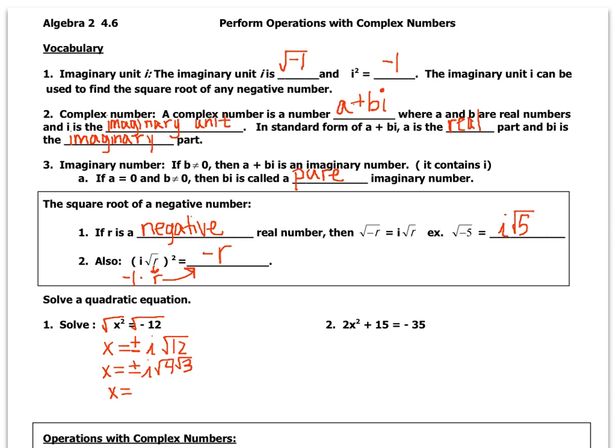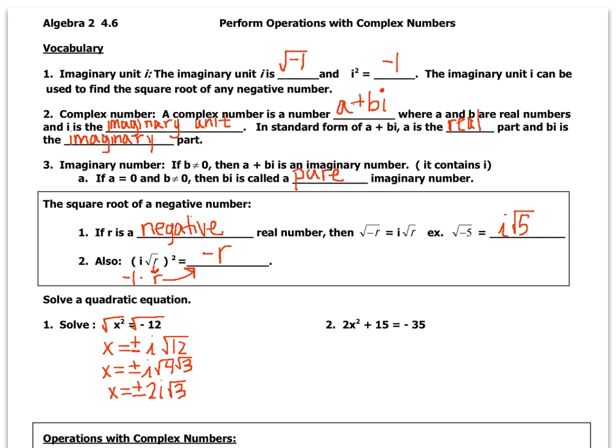So x equals plus or minus. Now the square root of 4 is 2, so we write it in this way. We would write 2i times the square root of 3. So that represents positive 2i times the square root of 3 and negative 2i times the square root of 3.